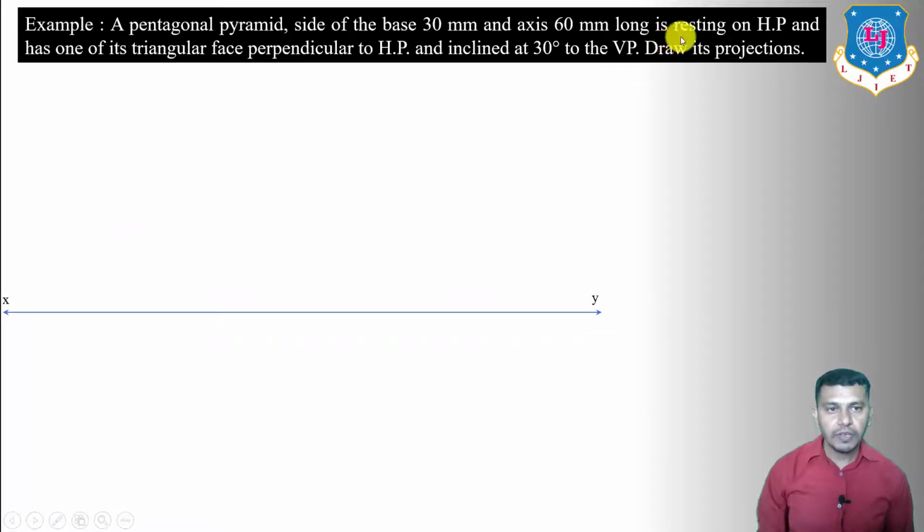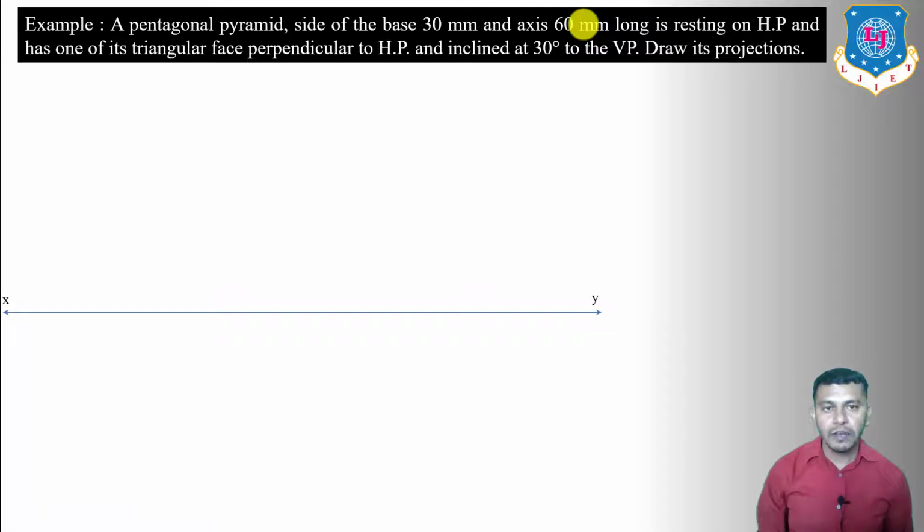Right now it is given that it is resting on HP. So if the pyramid is resting on HP, for drawing the first stage we have to assume that the base of the pyramid is parallel to the horizontal plane and perpendicular to the vertical plane, and the axis parallel to the vertical plane and perpendicular to the horizontal plane. So by assuming this data we will try to draw the first stage.